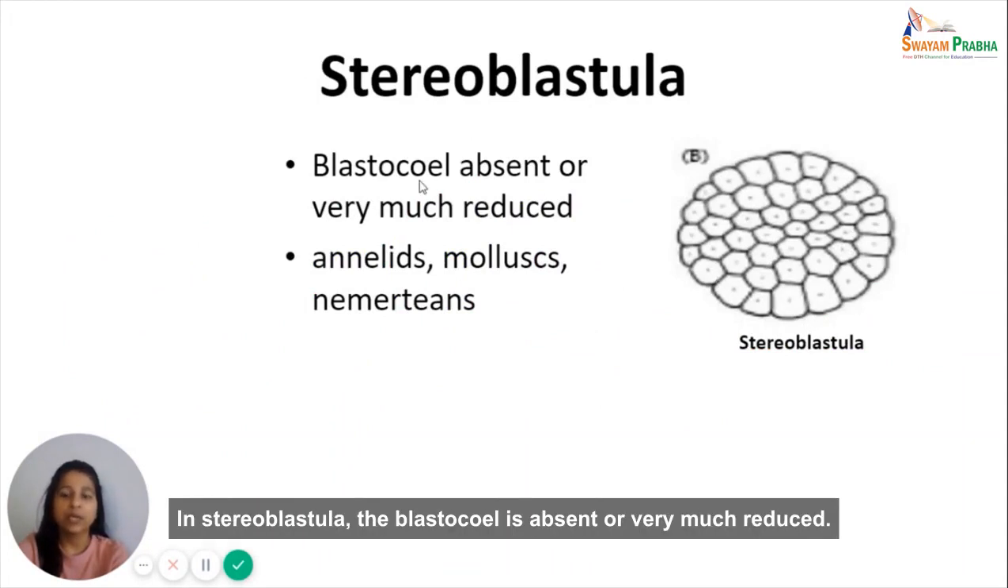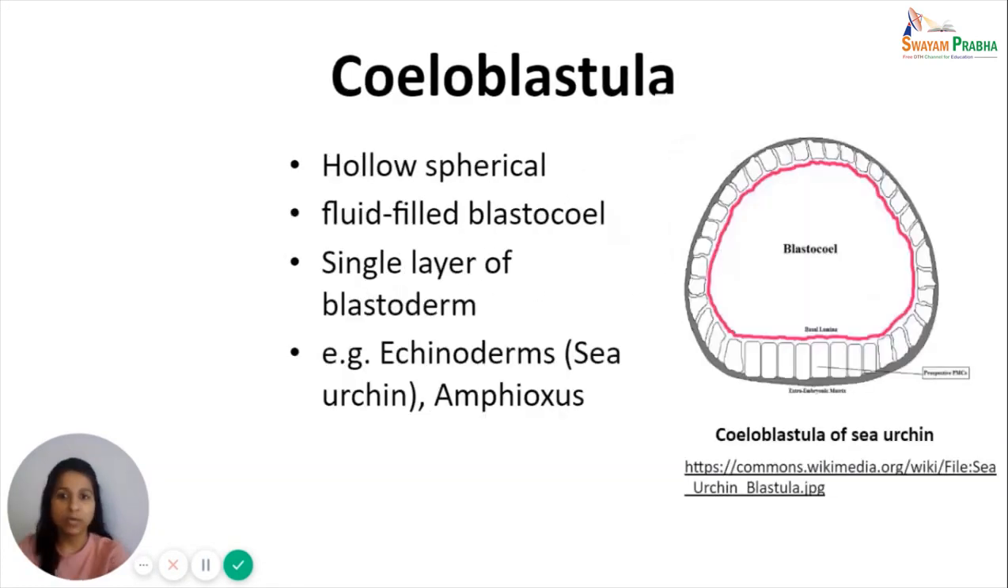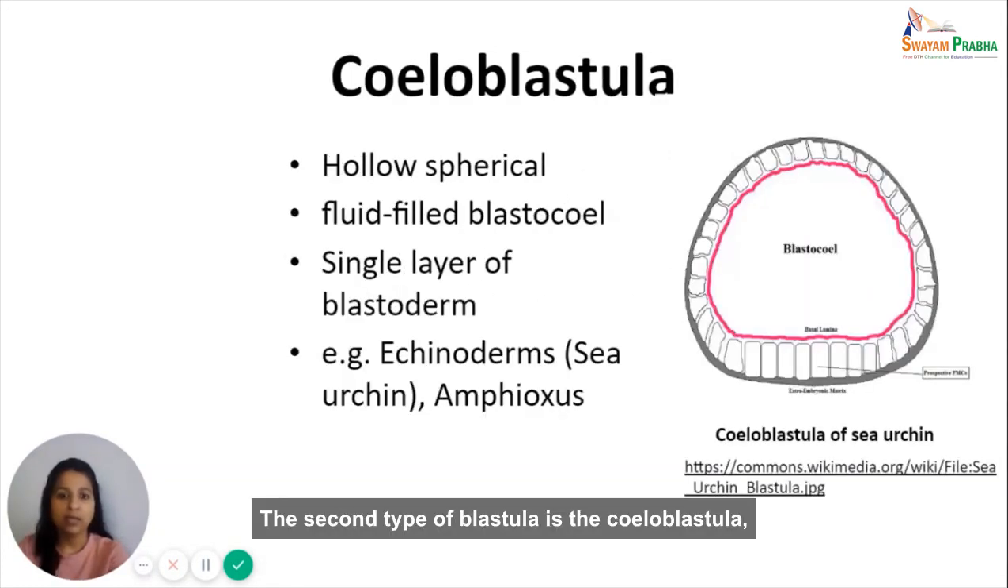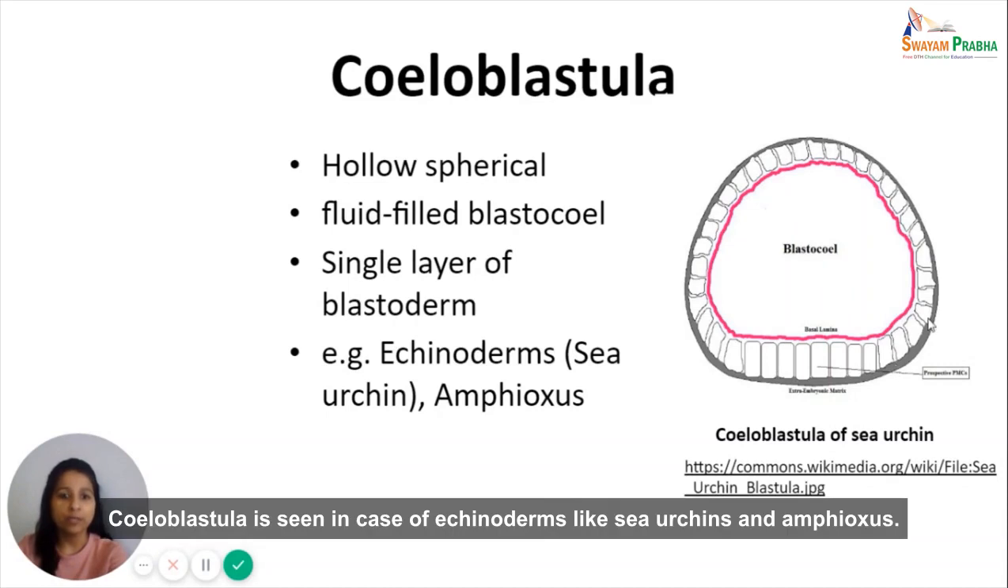In stereoblastula, the blastocele is absent or very much reduced. This type of blastula is seen in case of annelids, mollusks. The second type of blastula is the coeloblastula, which is hollow spherical in nature, containing a fluid-filled blastocele in the center, which is surrounded by a single blastoderm layer. Coeloblastula is seen in case of echinoderms like sea urchins and amphioxus.